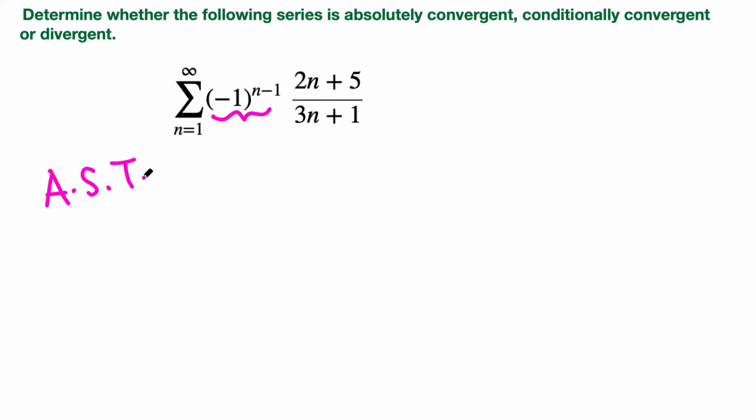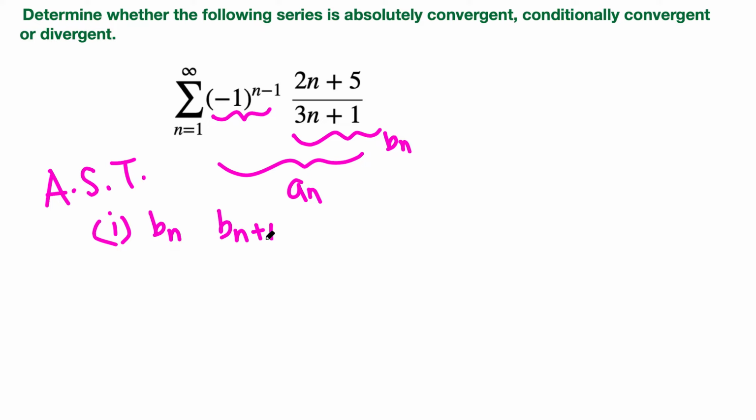Alternating series test. We denote this by Bn. The whole term, including (-1)^(n-1), is An, but this one alone is Bn. For the alternating series test, we need two things to be satisfied. First, the Bn should be decreasing. The next term should be smaller than the previous. And not only should Bn decrease, it should decrease to 0. When we take this limit, it has to go to 0.